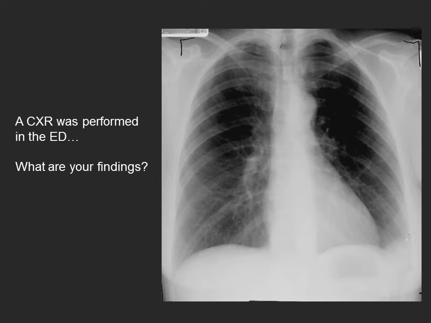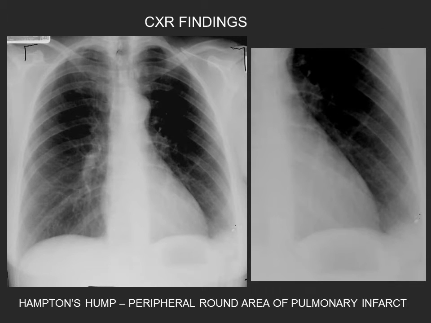A chest X-ray was performed in the emergency department. What are your findings? There is a rounded opacity near the left costophrenic angle, which represents an area of pulmonary infarct and is referred to as Hampton's hump. In the magnified image to the right, this finding is delineated by arrows.